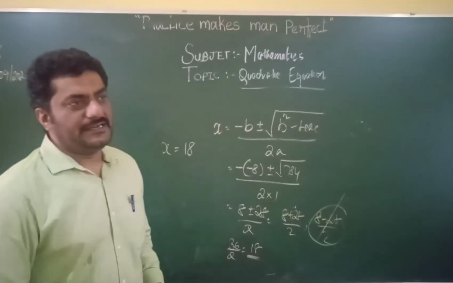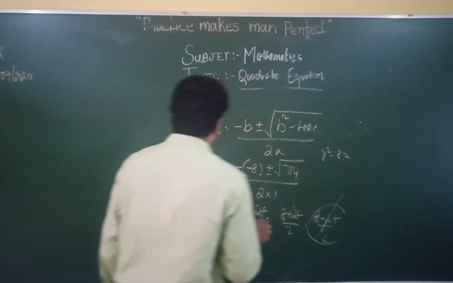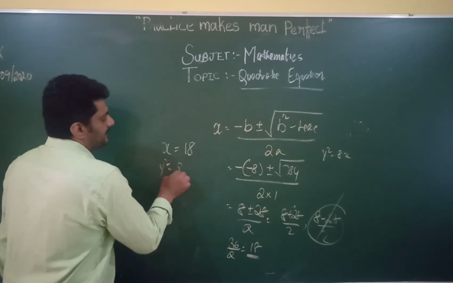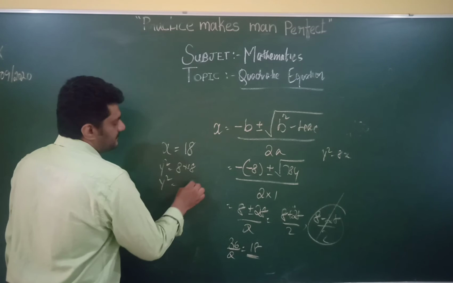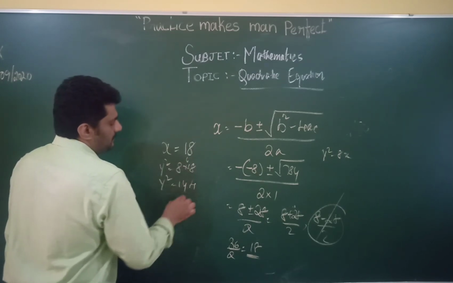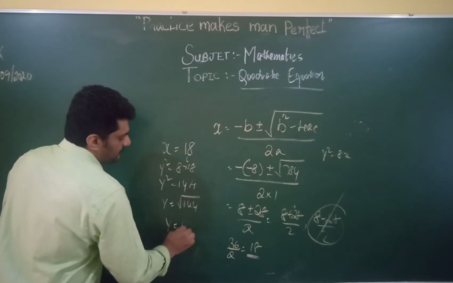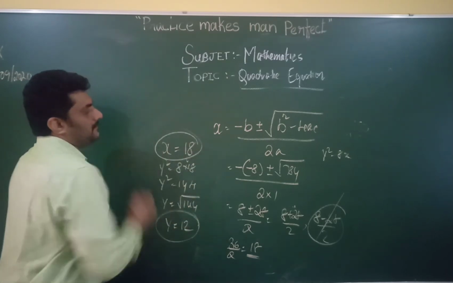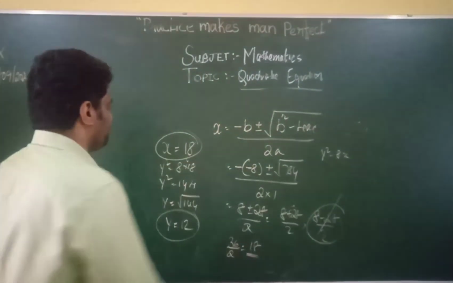What is the value of y? y square is 8x, correct? So y square is 8 into 18. y square is nothing but 144. So y is equal to root of 144, y is equal to 12. This is how we find the values of x and y.